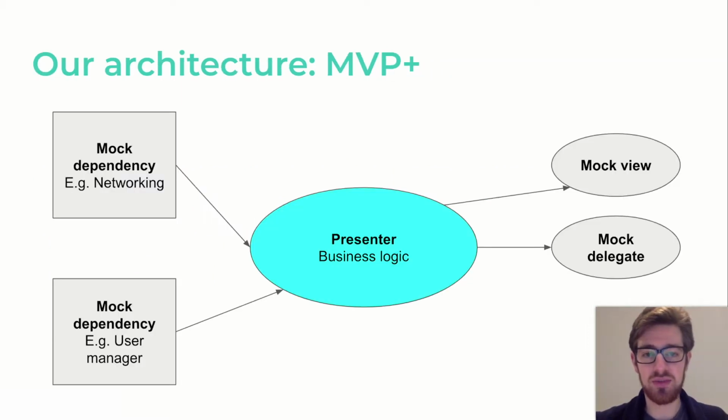So this is a kind of rough overview of the architecture that we use within our project. MVP Plus is kind of how I'd refer to it. It's a model view presenter, but with some other bits stuck on top. But these are the important components to take note of. So we have all our business logic separate, isolated in our presenters, and then the presenters will communicate with views, so view controllers, and then sometimes other delegates to inform them about things that are going on within the presenter.